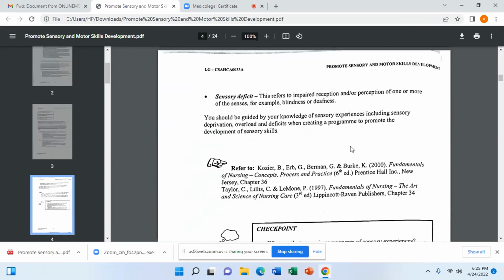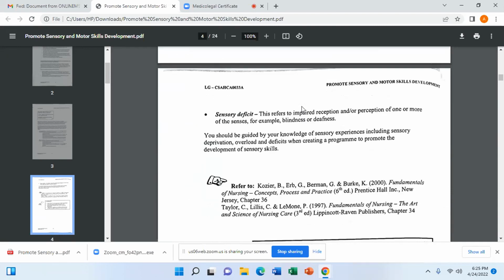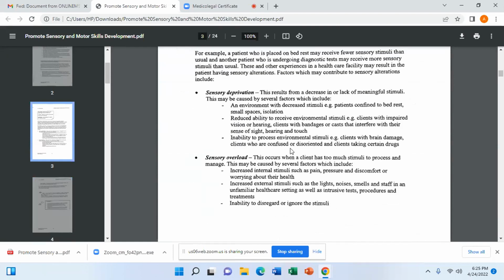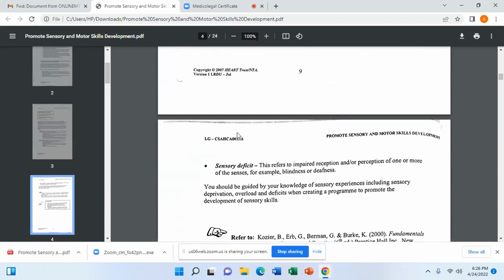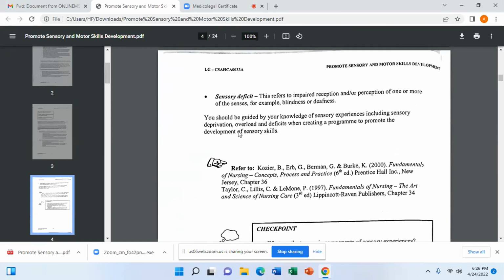Then you have sensory deficit. Sensory deficit refers to impaired reception or perception of one or more senses. When we say sensory deficit, it means that it's totally gone, right? So blindness is sensory deficit. Sensory deprivation would be blurred vision. You still can see, but it's not as good as before, right? Whereas sensory deficit is like everything is gone. Say you're deaf or you're blind, right?